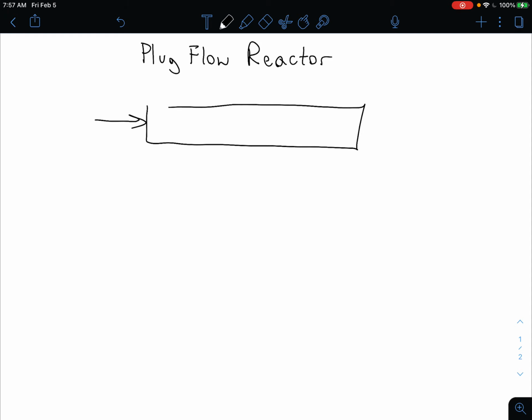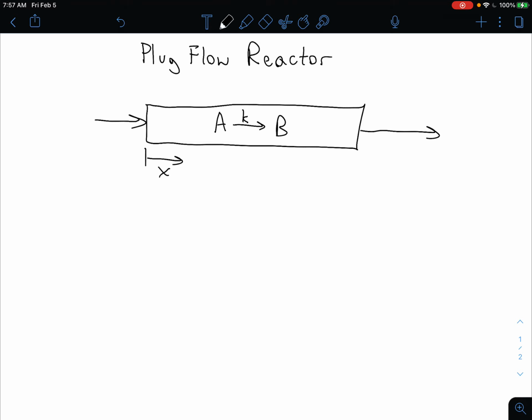This video is about modeling a plug flow reactor, which is a tube. I'm just going to draw its side profile. And the simplest thing to model is probably a first order irreversible chemical reaction: A goes to B.